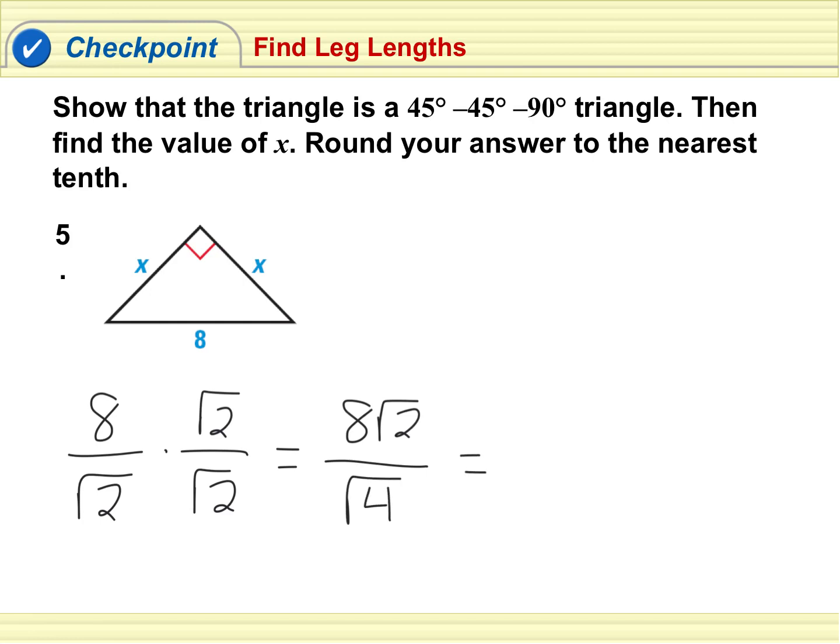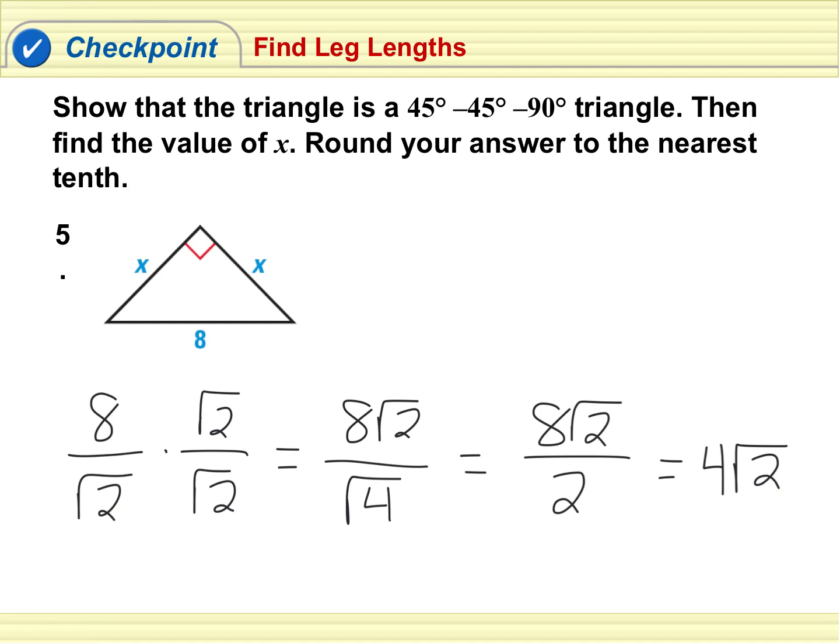Okay. Keep simplifying. Can I do anything with the top? Not yet. 8 square root of 2. What's the square root of 4? Just 2. And then one more step I could do is what? Divide 8 by 2. Yep, those whole numbers. I have 8 divided by 2, which is 4, square root of 2.